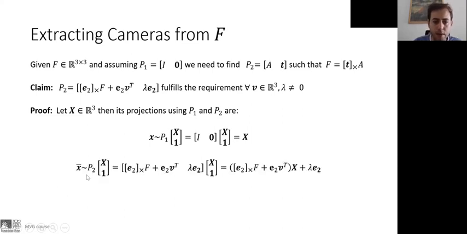And for x bar, it is a bit more complicated, but same idea. We multiply P2 by the homogeneous representation of the 3D point, X and 1. So we get the 3x3 part multiplied by X plus lambda e2 multiplied by 1. So that's the combination that we have, and both of them are defined up to scale. So if I want to verify that every two corresponding points are consistent with the fundamental matrix, what do I need to satisfy?